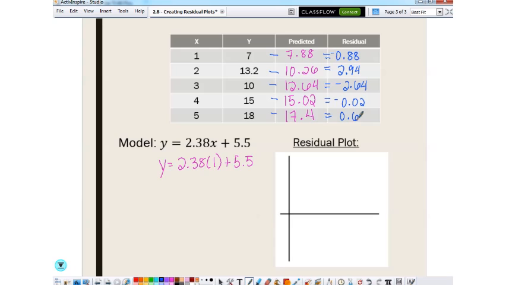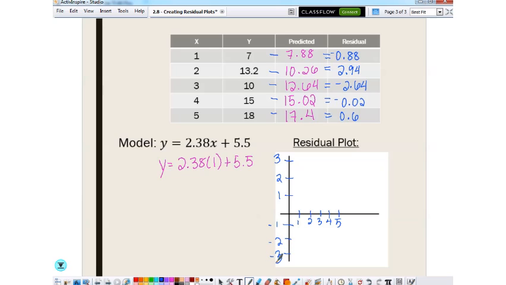Now to create a residual plot, we plot all of the residuals we found. I'm going to make a tally for each of our x-coordinates: 1, 2, 3, 4, 5. Our biggest residual is close to 3 on the positive side, so we'll go up 1, 2, 3, and then we'll make it even and go negative 1, negative 2, and negative 3.